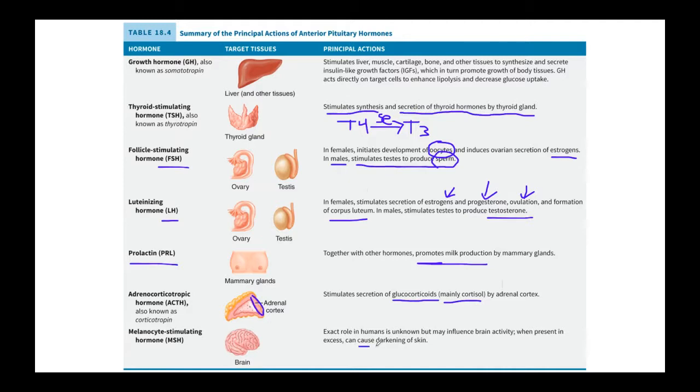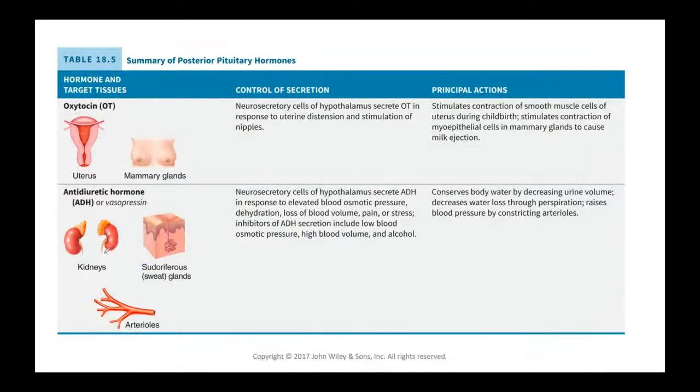Melanocyte stimulating hormone is involved in causing darkening of the skin. They also feel that it has some influence on brain activity. Okay. Here's our oxytocin and our ADH. The oxytocin stimulates contraction of the smooth muscle cells of the uterus during childbirth. It stimulates the contraction of the cells within the mammary glands to help eject the milk.